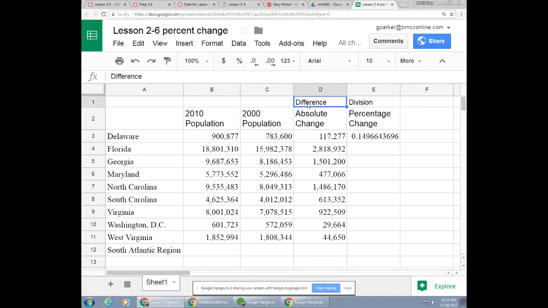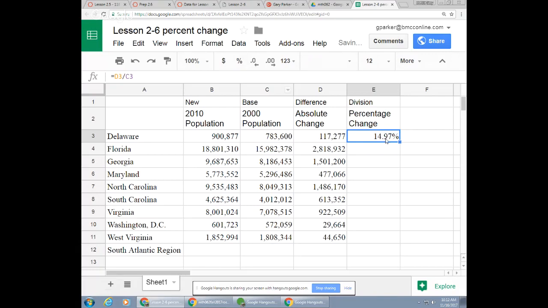Absolute change is just difference, subtraction. So I just do subtraction on that. And percent change is where I take the absolute change and I divide by the base amount. So this right here is my base amount. And this one right here is my new amount. I should have that as a percentage.